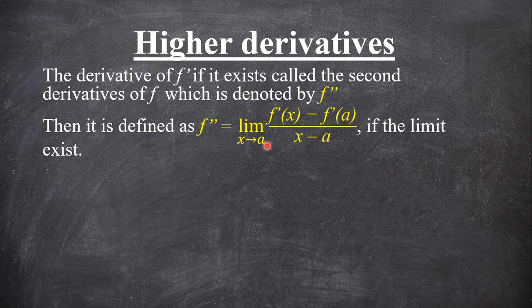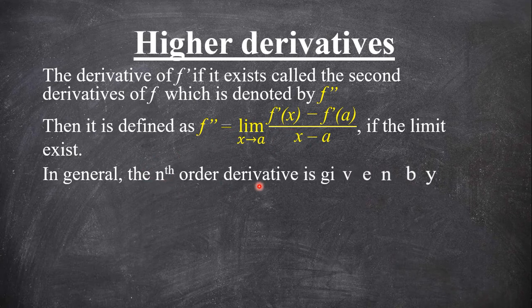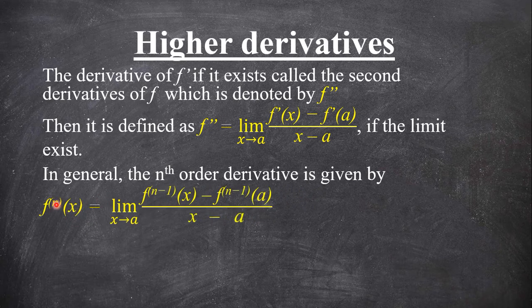So this is the second derivative. In general, the nth derivative, or the nth order derivative, is given by f nth derivative of x, which is equal to the limit of f of n minus 1 of x minus f of n minus 1 of a over x minus a as x approaches a. So the nth order derivative is given like this. This is how it is calculated. Okay.